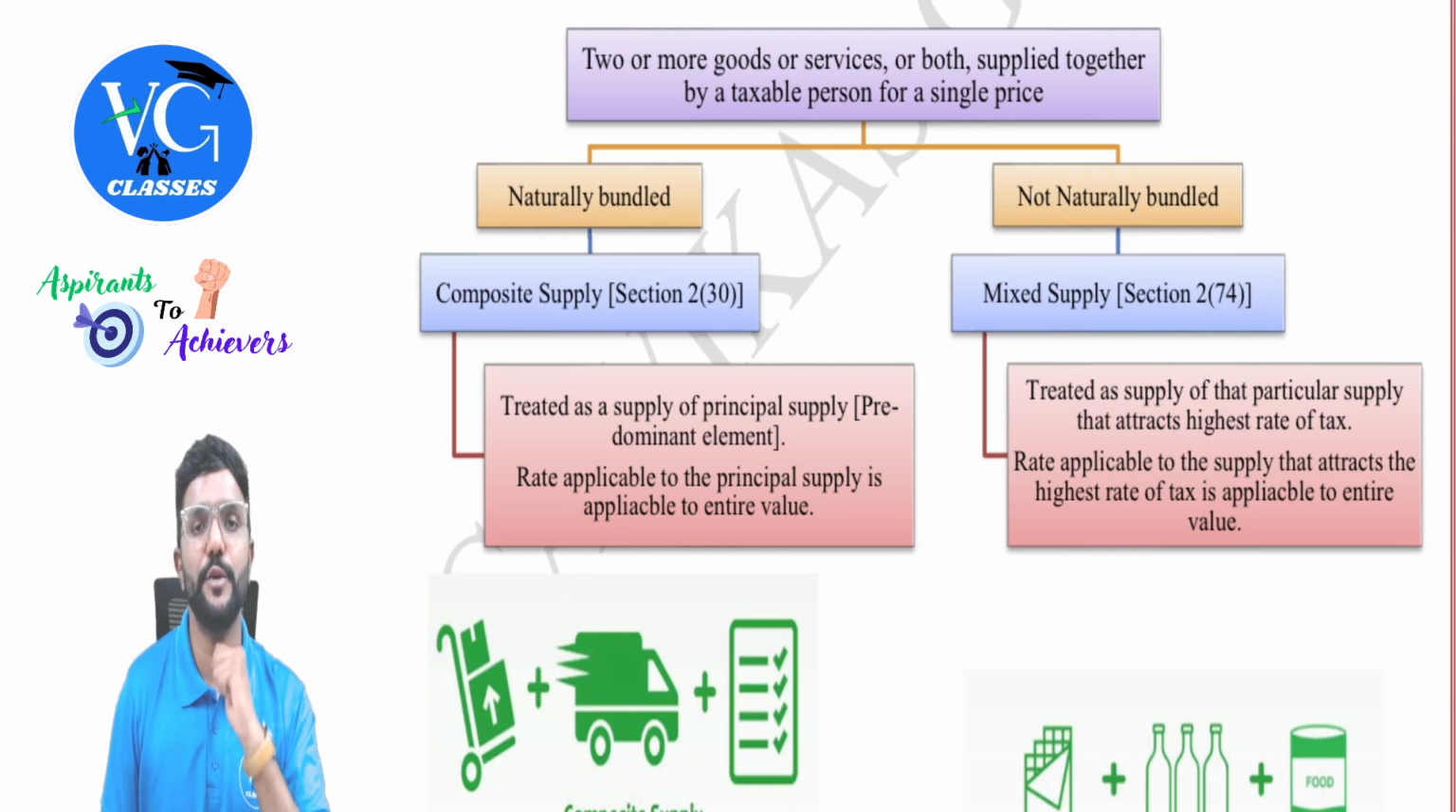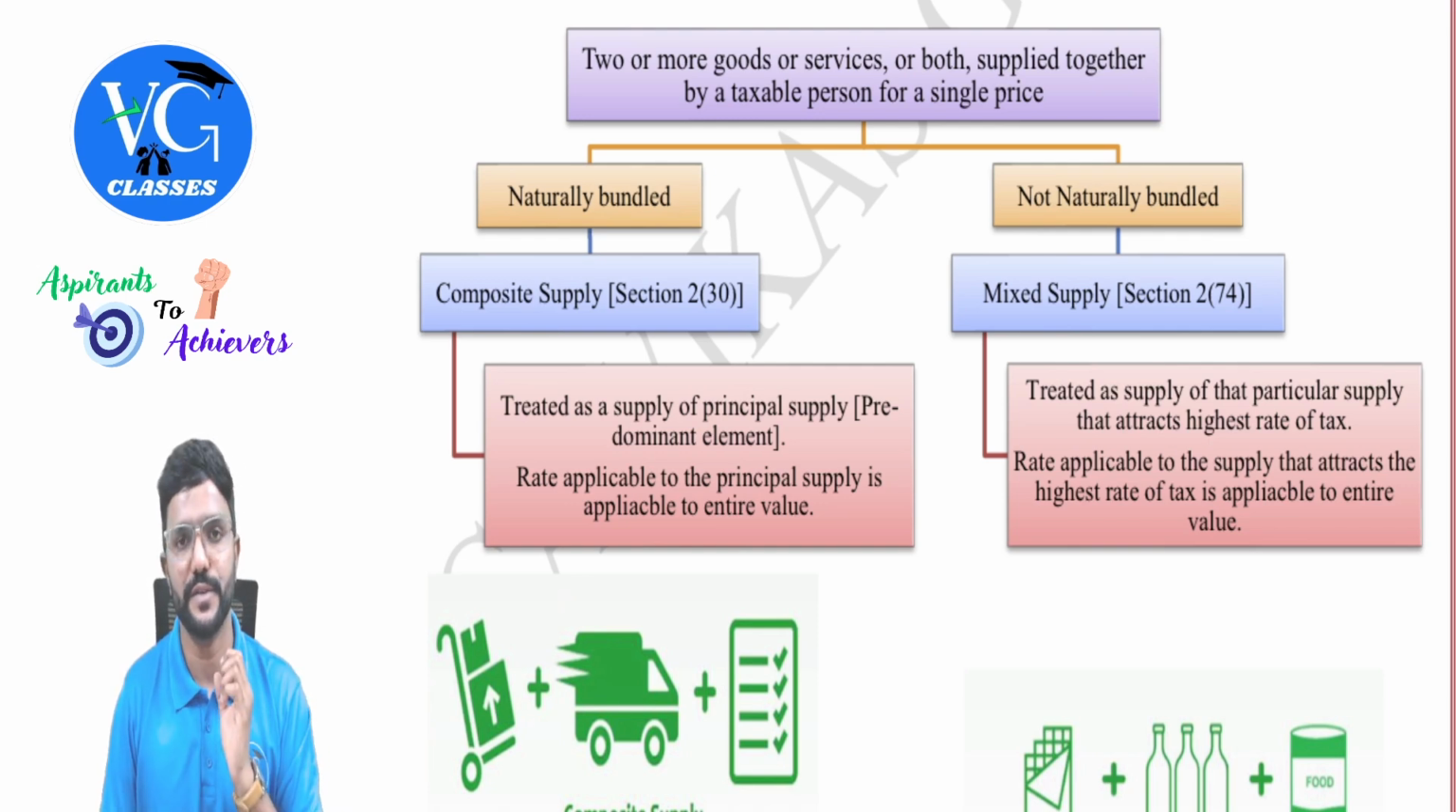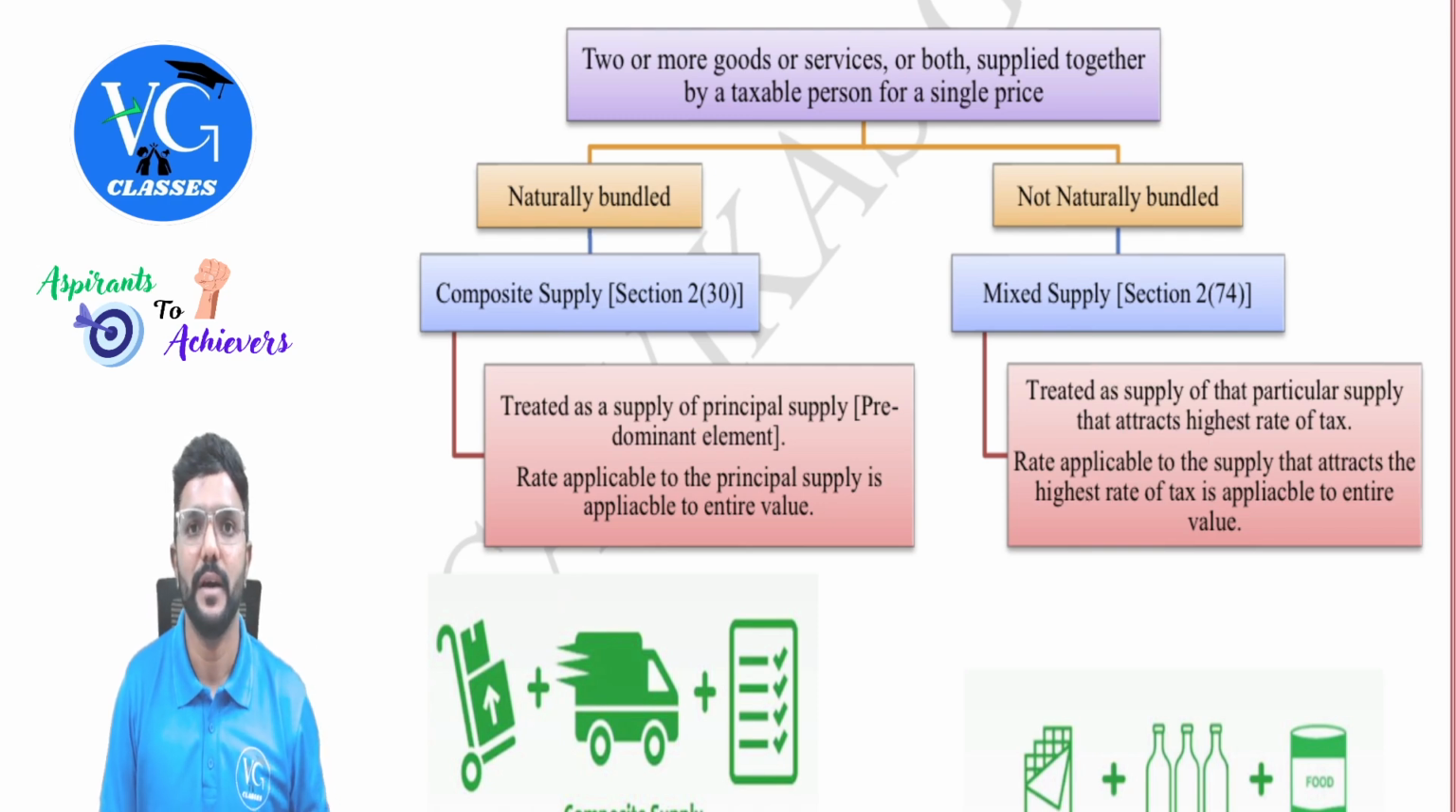Then coming to printing service. There is a confusion with respect to printing. Sir, is it a supply of goods or services? Which is the principal supply? Or, first of all, is it a composite supply? If yes, which is the principal supply?